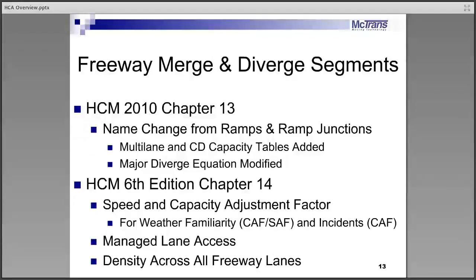Merge and diverge: not much change in 2010 except for the name of the chapter, a little bit ironic. In the 6th edition, those same adjustment factors for capacity and speed for weather, familiarity, and incidents were implemented. That cross weave affecting capacity along the segment also affects the capacity for a merge and diverge segment, which is checked against to make sure it's not level of service F. And density across all freeway lanes is added to this chapter. It's always been used in a facilities chapter when you have many segments along a facility on a freeway.